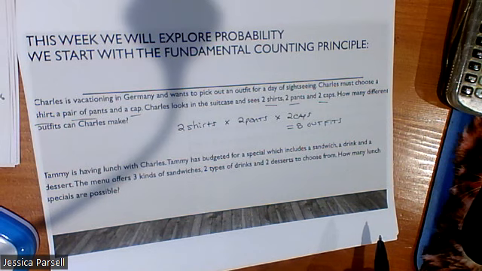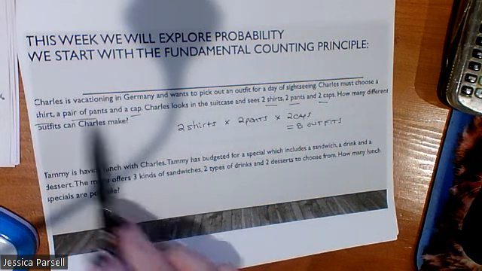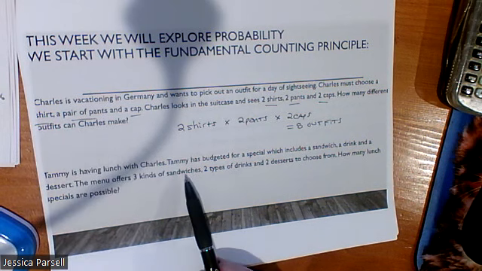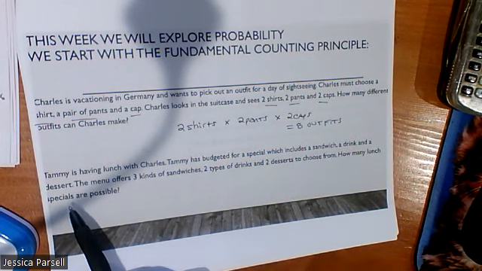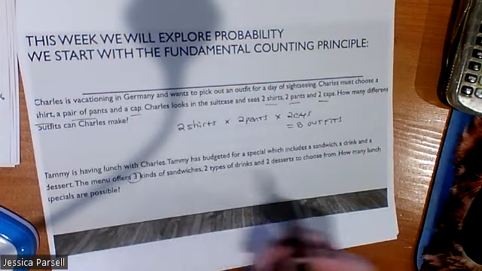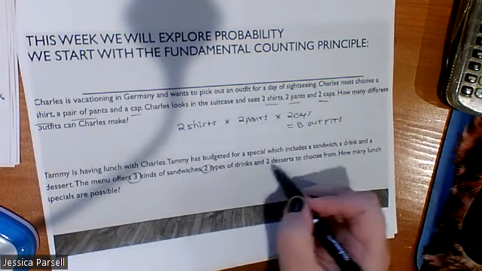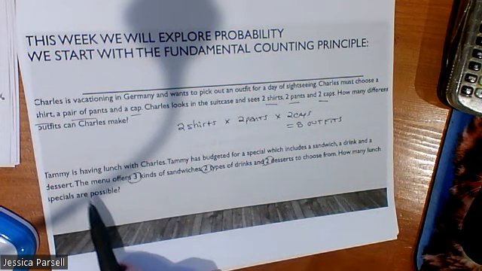So Tammy's having lunch with Charles. Charles is vacationing in Germany, as we see. Tammy has budgeted for a special, which includes a sandwich, a drink, and a dessert. The menu offers 3 kinds of sandwiches, 2 types of drinks, and 2 desserts to choose from. How many lunch specials are possible for Tammy?